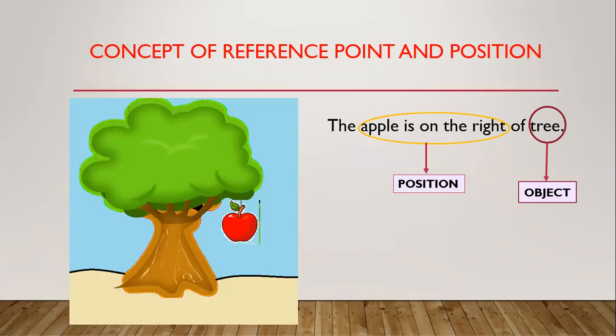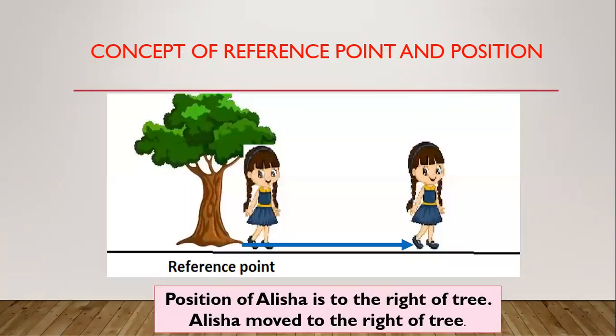The apple is on the right of the tree. The reference point is the tree, a stationary object from where the location of the apple is being observed. In this case, the apple is located to the right of the tree. It is its position with respect to the reference point.